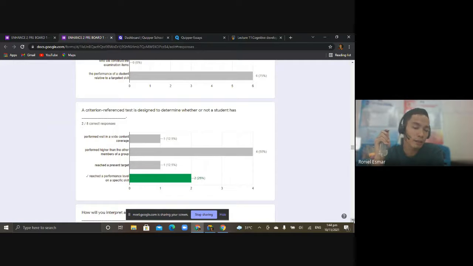This statement falls under the norm reference test again. If a student's performance is compared to the other members of a group, that falls under the norm reference test. One example of that is making a top 10, ranking the best performers. Who is the highest, who is the lowest, that falls under the norm reference test.